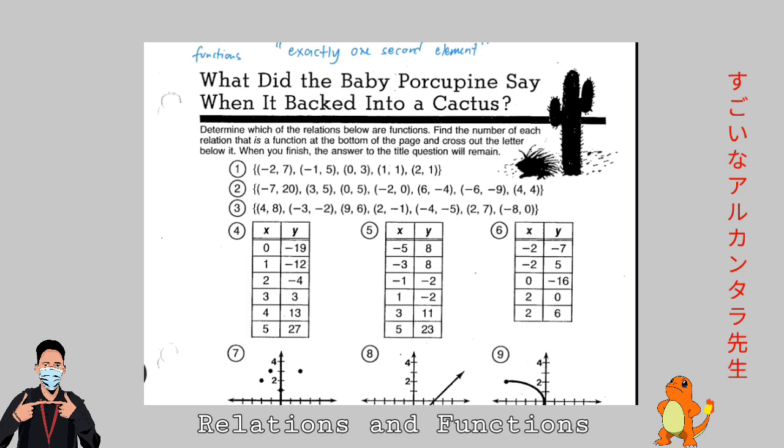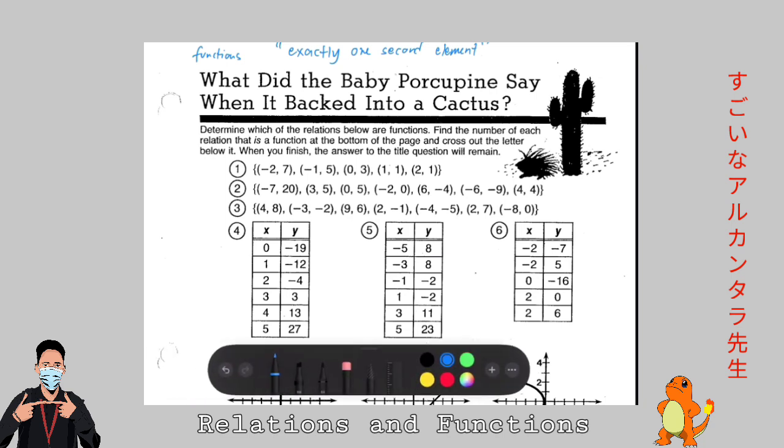We have (-2, 7), (-1, 5), (0, 3), (1, 1), and (2, 1) as our set of ordered pairs. Again, we have to take note of whether it follows the concept that the ones on the left side correspond to exactly 1 second element. So what do we do if it's ordered pairs? Remember, an ordered pair is written as (x, y). So our first element is x, and our second element is y. That's how you can look at it.